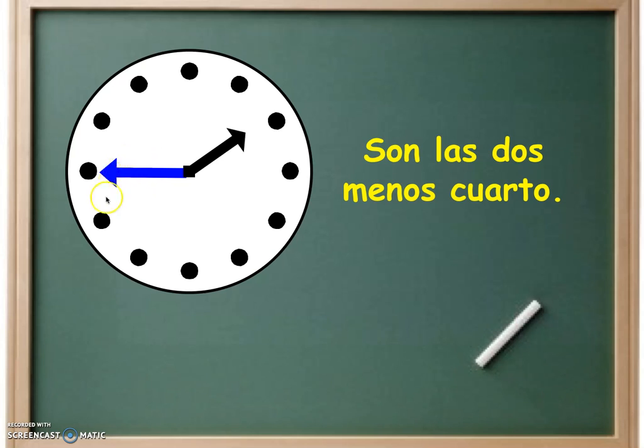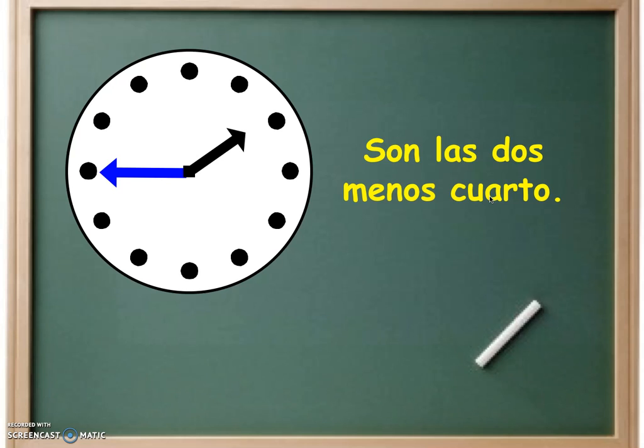But because menos works on this side of the clock and the minute is on this side of the clock, then we are going to use the menos rule. So we round up. Is 1:45 closer to 1 or closer to 2? 1:45 is closer to 2. So that's why we have dos. 2 menos cuarto is 1:45.